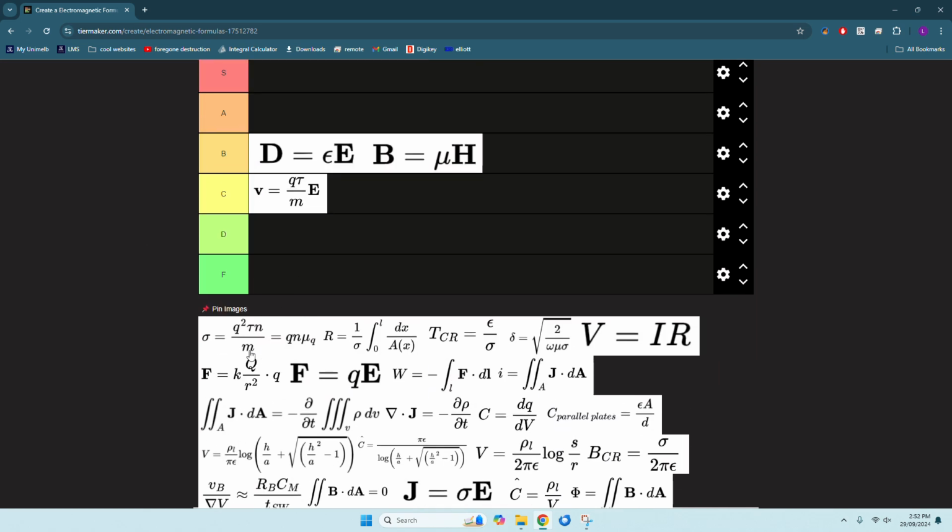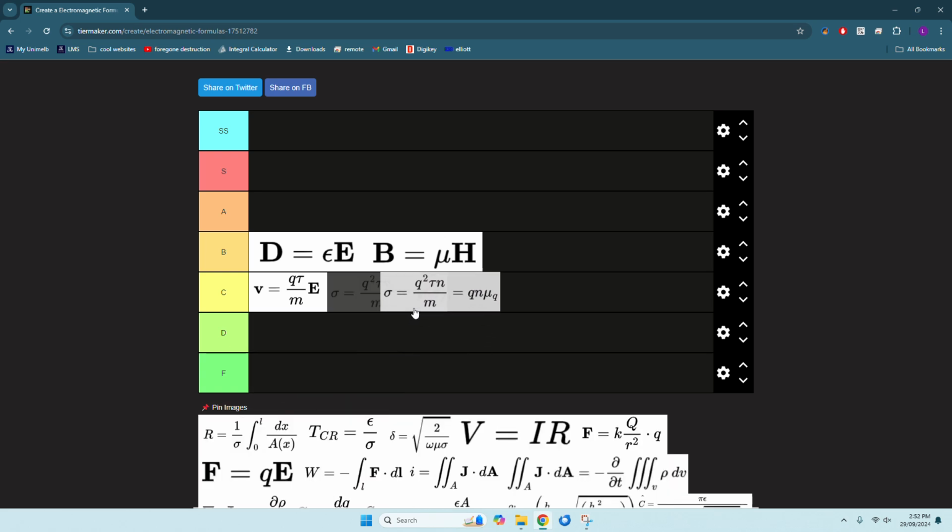Okay, moving on to this one. This just tells you what conductivity is, which is the inverse of resistivity. It's dependent on a bunch of things: the velocity, the mass, the number of particles and the average time between collisions. You can get it back down to three terms with this one. This is just a replacement for q tau on m. m's mass.